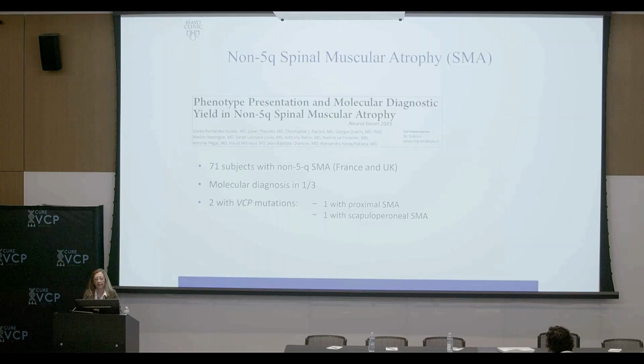If we look at this paper, a group of 71 subjects with non-5q spinal muscular atrophy, this was the presumptive diagnosis of the patient. A third of this group of patients had a molecular diagnosis, and 2 of them were found to have a VCP mutation, one with a proximal phenotype and one with a scapuloperoneal phenotype. But none of these patients had a muscle biopsy, so can we really conclude that this is a spinal muscular atrophy, or is there the possibility that this patient may also have a myopathy contributing to their phenotype?